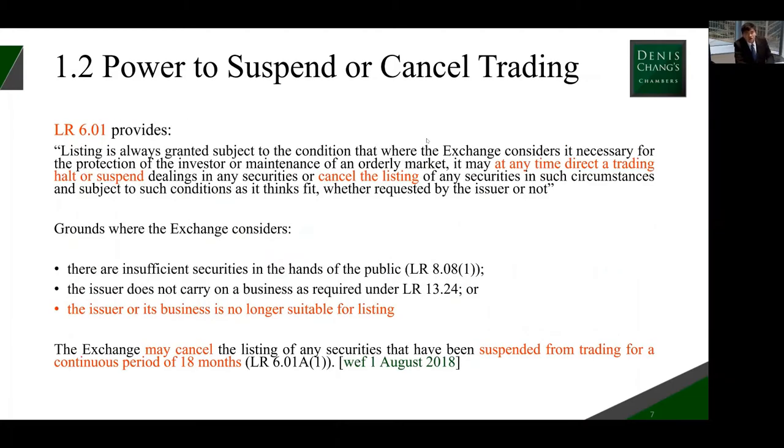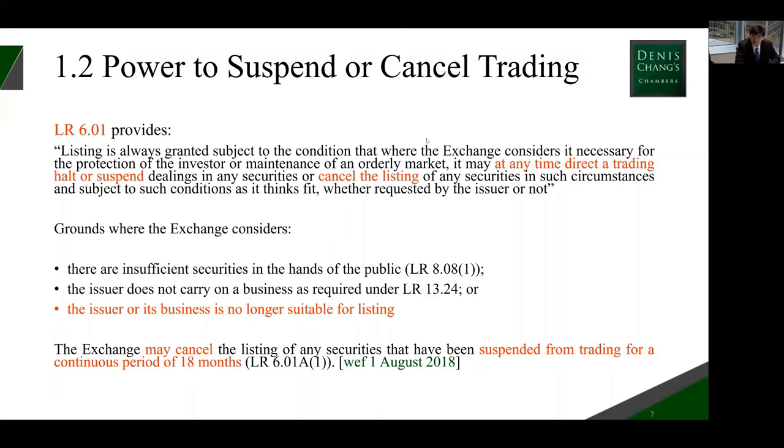Another feature of the listing committee is in its precise power upon which it exercises the decision to suspend or cancel trading. And this is set out in Listing Rules 6.01. You have the reference here on the slide. The key emphasis in the language is that it reminds parties that the listing is always granted subject to the condition that where the exchange considers it necessary in the protection of the investor or maintenance of orderly market, it may at any time direct a halt or suspension in dealing in the securities or a cancellation.